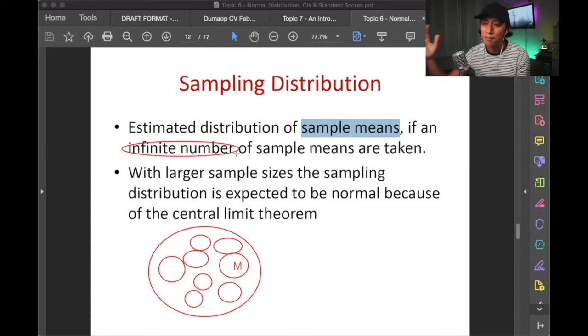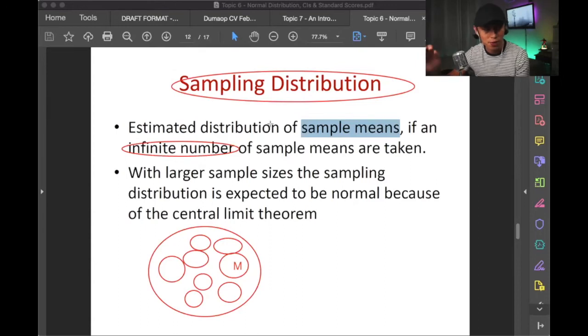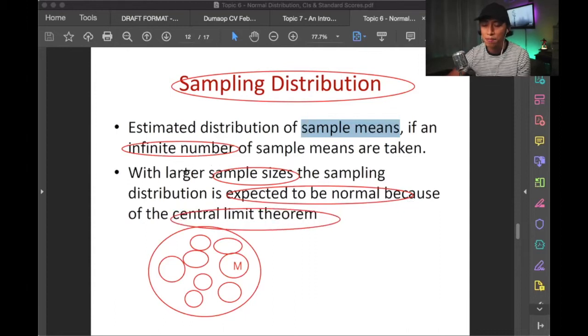So hypothetically, if we do that, then the distribution of those sample means would be referred to as a sampling distribution. It says here that with larger sample sizes, sampling distributions are expected to be normal because of the central limit theorem. And that's why when we talk about assumptions in statistics, oftentimes one assumption mentioned in textbooks is normality of the distribution.